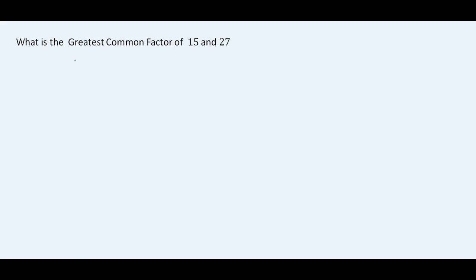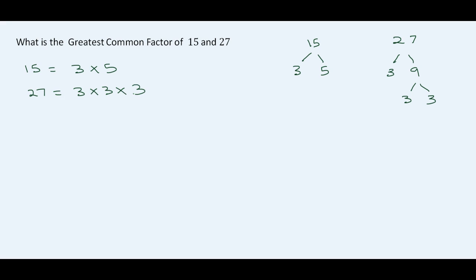So we have, what is the greatest common factor of 15 and 27? We're going to draw a factor tree for 15. We have 15, 3, 5, and then for 27 we have 3, 9, and then 3, 3. So we have 15 is equal to 3 times 5. 27 is equal to 3 times 3 times 3.